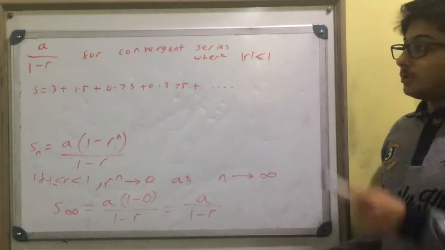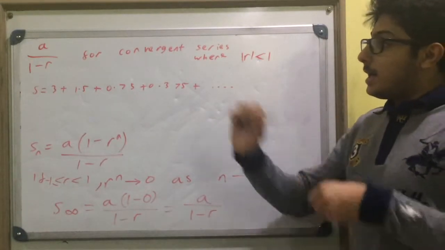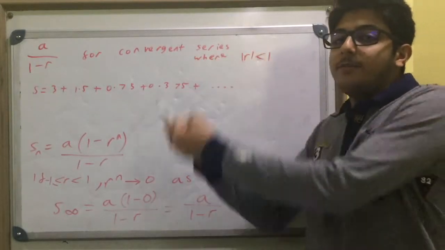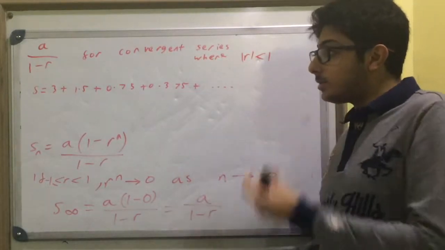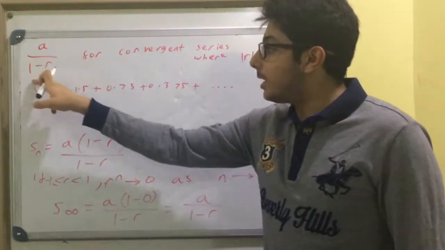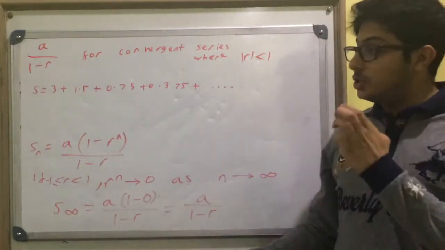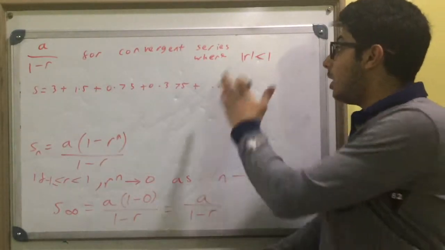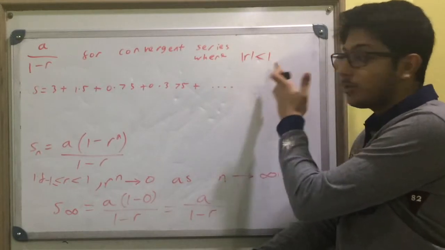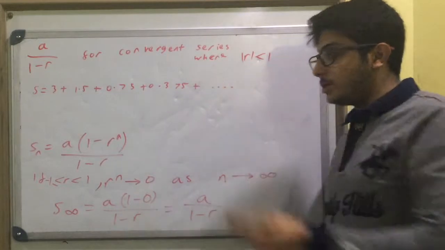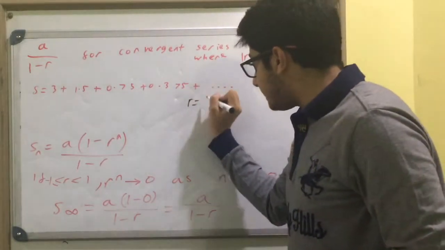Now for geometric series, there is another formula, but for the sum to infinity. So not the sum to n terms, it's the sum to infinity, and that is a over 1 minus r. This only applies for geometric series which are convergent, and they're only going to be convergent when the common ratio is smaller than 1 or bigger than negative 1. Now consider this geometric series. The common ratio is a half.